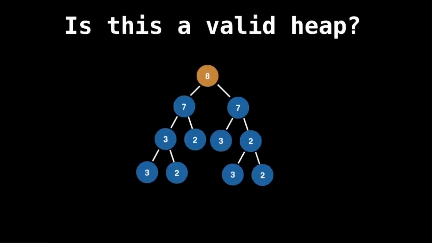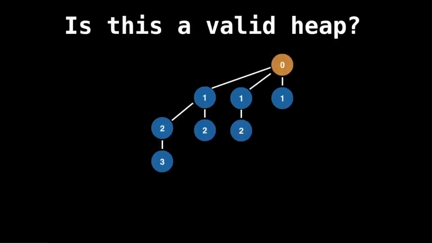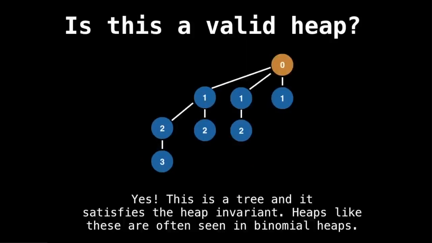Okay, we're going to play a little game. I'm going to give you some structures, and you need to tell me whether it is a heap or not. So inspect the following structure and try to determine whether it's a heap or not. You can pause the video if you like, but I'm just going to give you a short moment here. No, we have a violation of the heap invariant in this tree, so it's not a heap. Is this structure a heap? Yes, it is a heap because it satisfies the heap invariant and it is a tree.